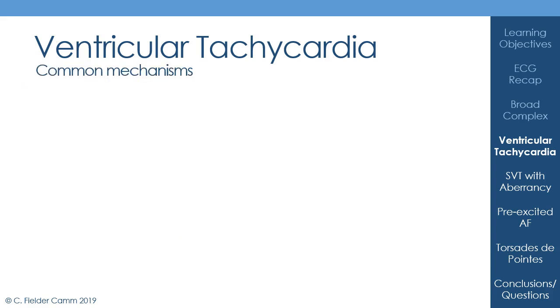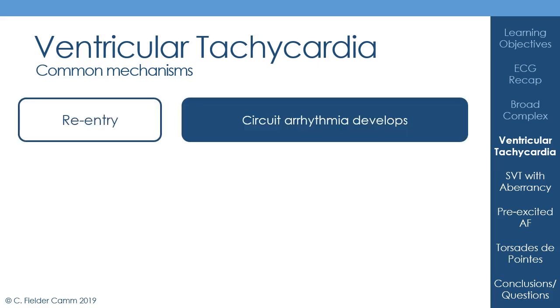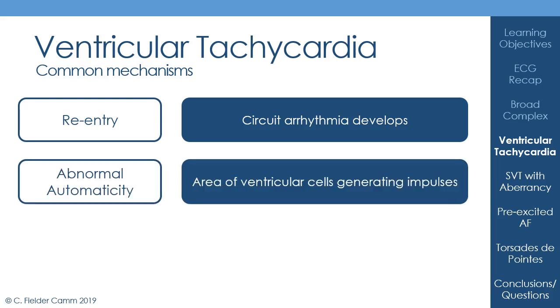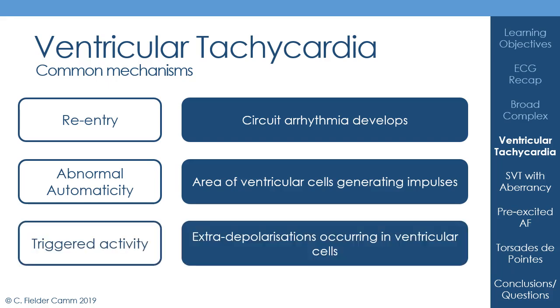So there are three common mechanisms by which ventricular tachycardia can occur. The first is that you get a small re-entry circuit developing, and I'll show you that in a second. The second is that you have abnormal automaticity, in which you have an area of ventricular cells generating additional impulses. And the third is triggered activity, in which there are extra depolarizations occurring in ventricular cells. And I'll try and tease these apart slightly, if only because the triggered activity becomes important for things like torsade de pointes. And so I'll try and show how these things are slightly different from one another.